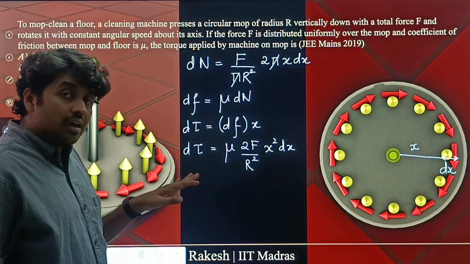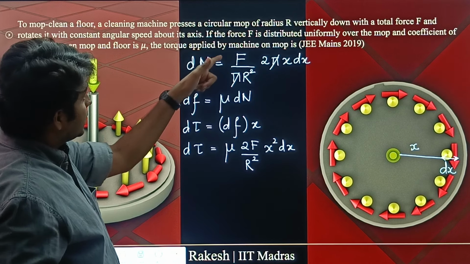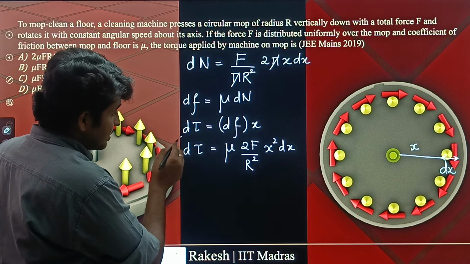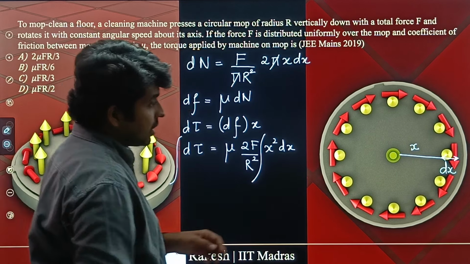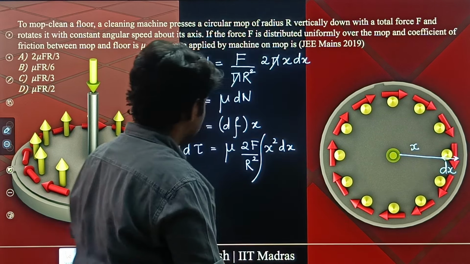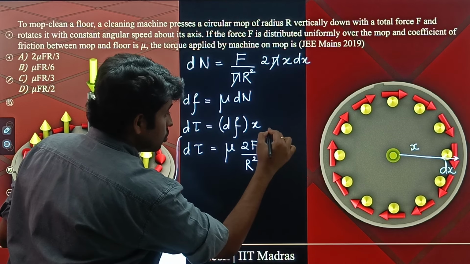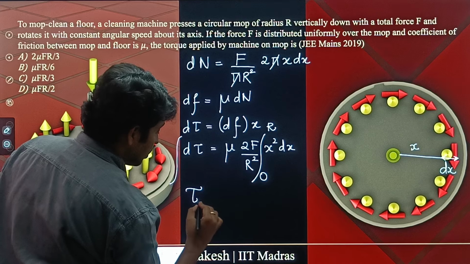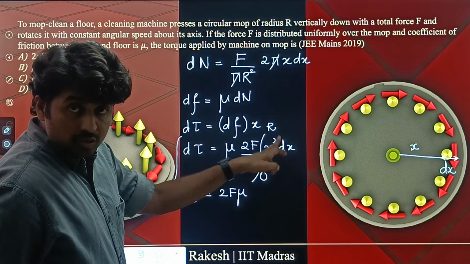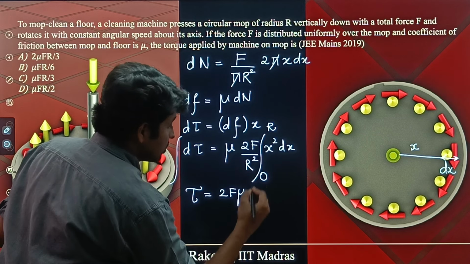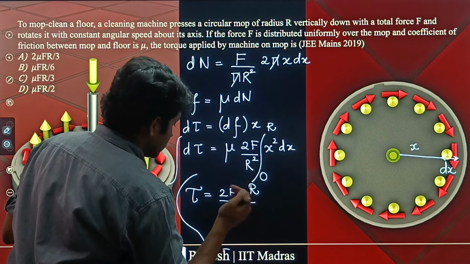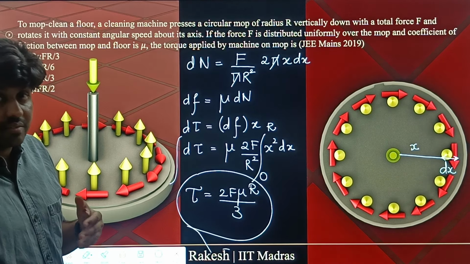To rotate it with constant angular velocity, the machine needs to apply the same amount of torque. So to find the total torque, we'll just integrate this. From where to where? There is friction acting all throughout, so we integrate from x equal to 0 to x equal to r. We get the total torque as 2F mu times the integral of x square dx, which is x cube by 3, so r cube by 3. The r square cancels and we get r divided by 3. So this is the total torque that we need to apply.